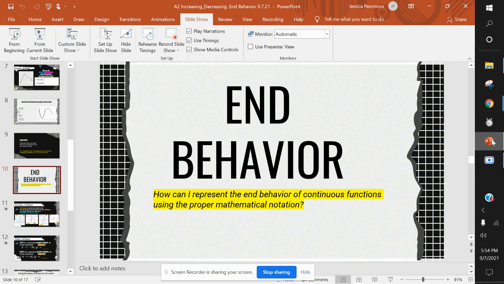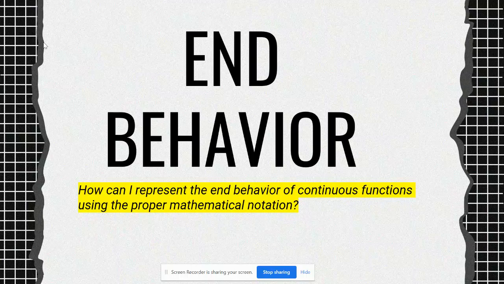Hello, everybody. In today's mini lesson, we are going to start talking about end behavior. So grab your math notebooks and let's hop into it.